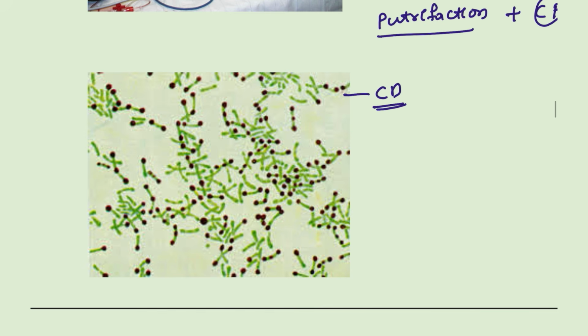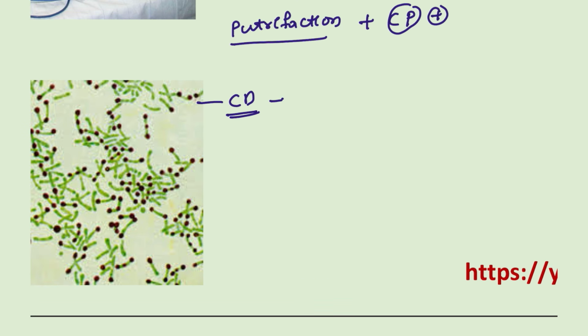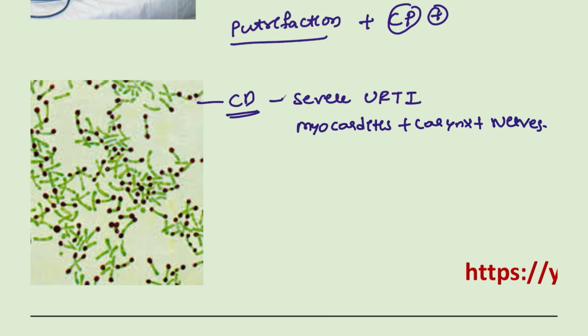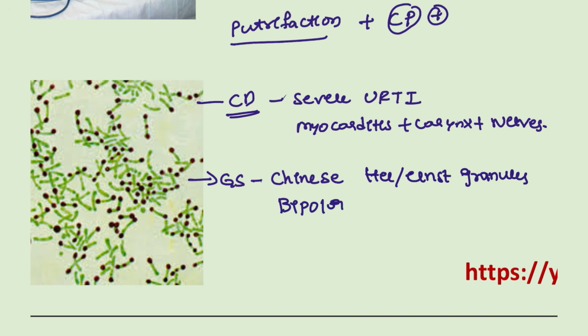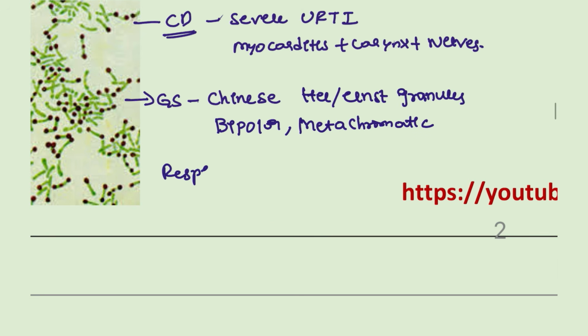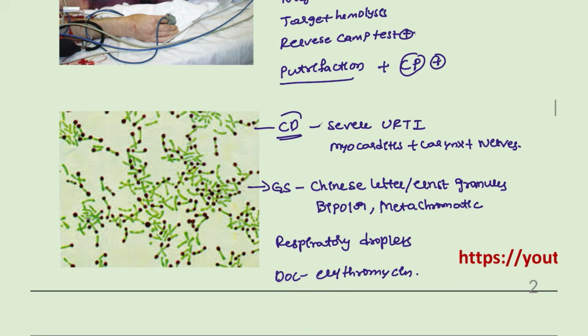Next, here comes Corynebacterium diphtheriae, which is associated with a severe upper respiratory tract infection. It can even involve myocarditis and also the larynx. In severe stages, it can also involve the nerves. On the gram stain, you are going to see Chinese letter appearances. It can also be known as Babes-Ernst granules and bipolar metachromatic granules. It is highly infective through respiratory droplets. Drug of choice is erythromycin. This is Corynebacterium diphtheriae.